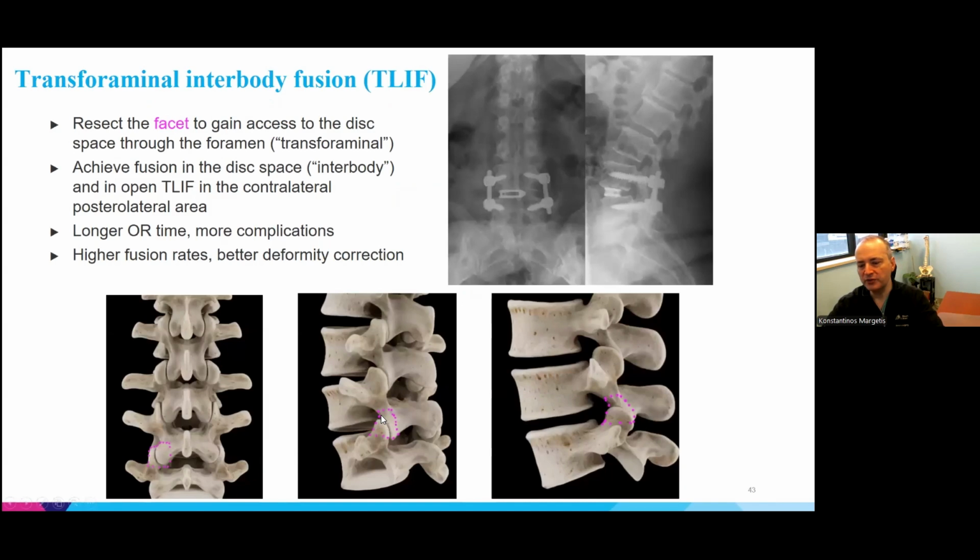And a common operation when we do a fusion is the TLIF, where in order to gain access into the interbody space and achieve a fusion between the vertebrae, we need to remove this part of the bone, the facet joint, to gain access and do the fusion. And you see that we usually always supplement that with screws that provide the initial stability while the bones are fusing together.